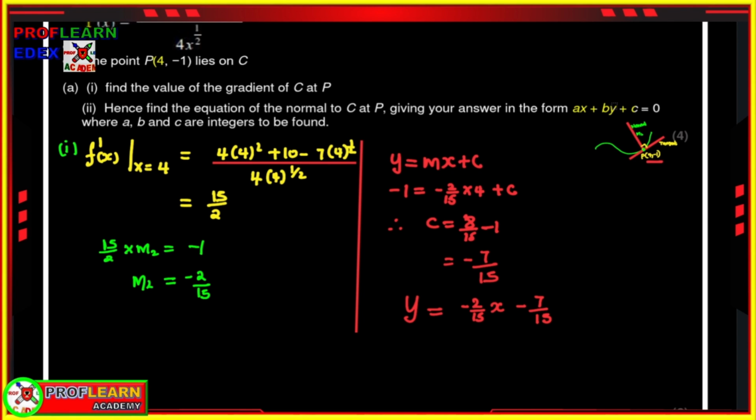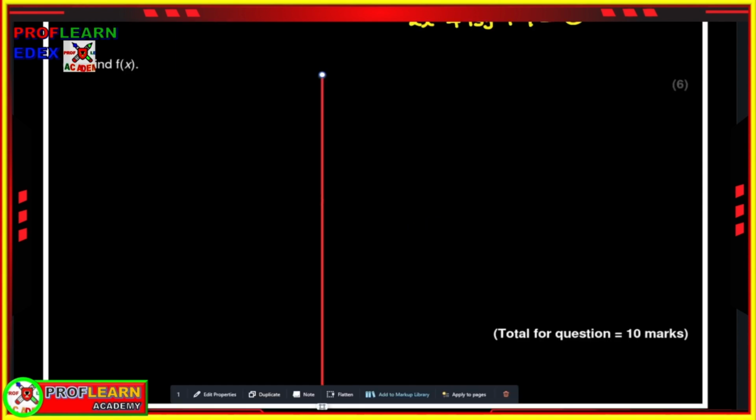Then we can substitute the values into the equation of a straight line. But remember, the equation of the line that we were to find has the form ax plus by plus c equals 0. So you cannot leave your answer here. Be very keen how answers are supposed to be stated as far as your exam question is concerned. So here we are going to multiply by 15 all through, and this is the correct format that we were supposed to get for this.